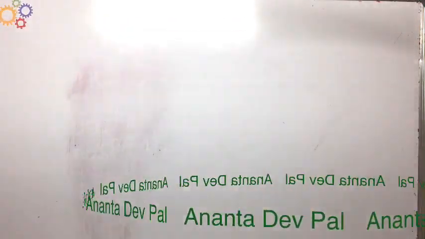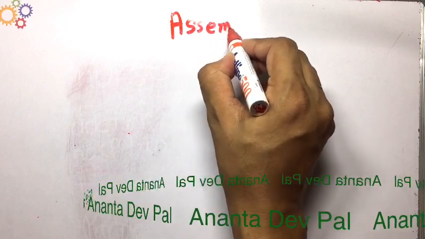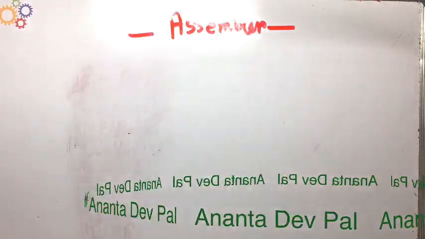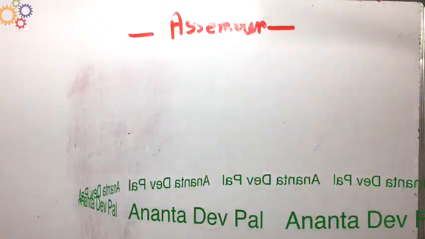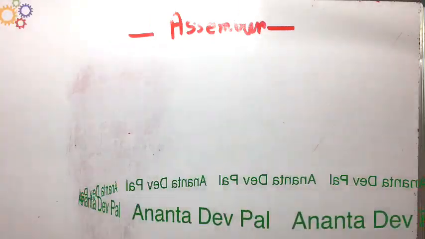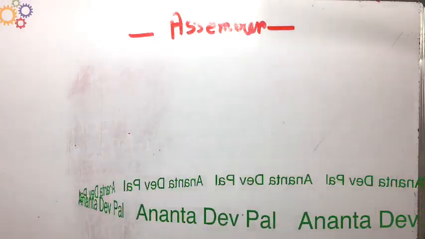Assembler, pass 1 and pass 2 of assembler. What is assembler? What is assembly level language? Difference between assembly level language and machine level language. Comparative study between these two. Difference between 1 pass assembler, 2 pass assembler, and then pass 1 and pass 2 of assembler.